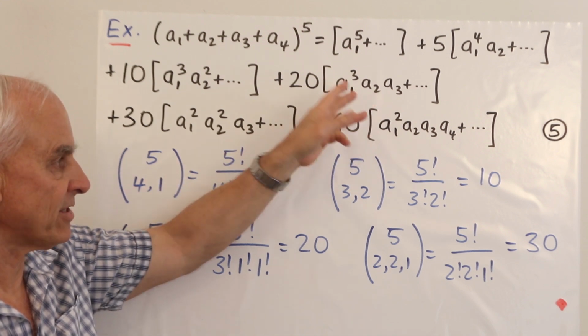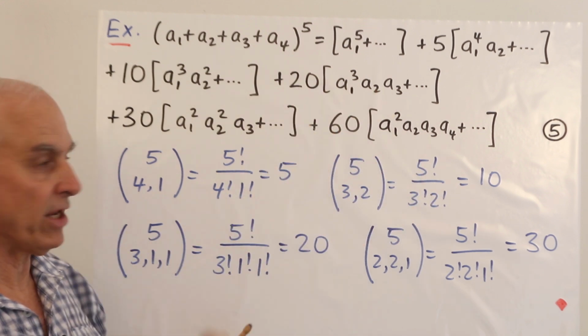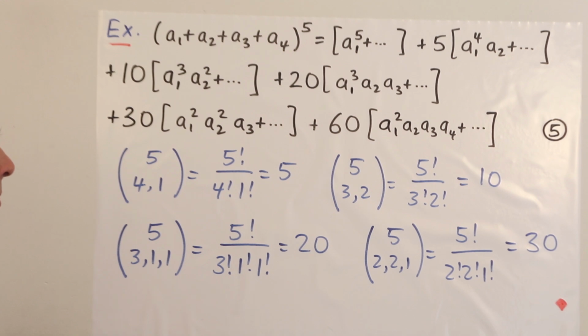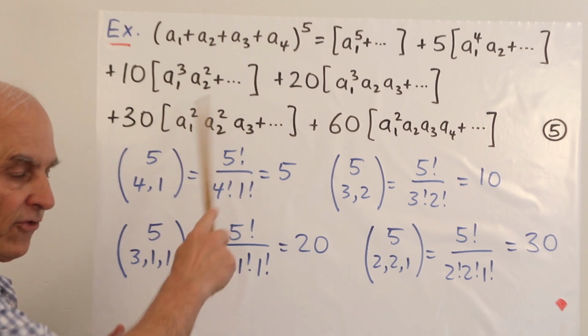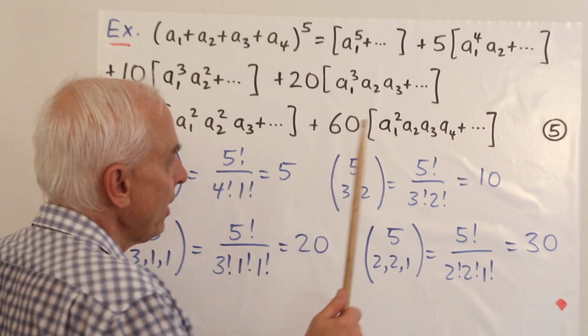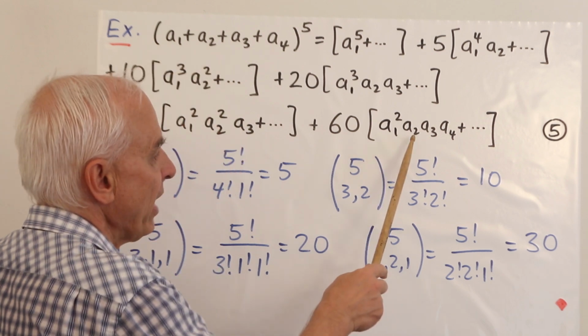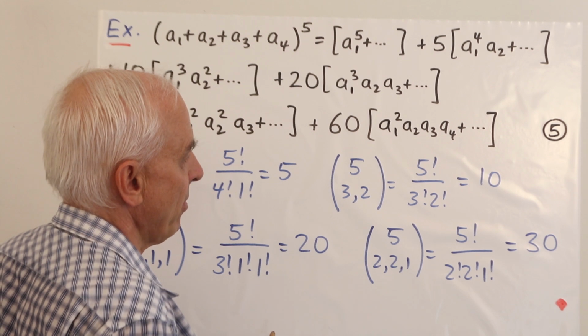So one of them gets raised to the third power, and the other two are just single powers. Okay, and there's 20 of each of those. Here we have a1 squared, a2 squared, a3, and all symmetric combinations of that. There's 30 of them. And here we have a1 squared, a2, a3, a4. We have 60 of them.